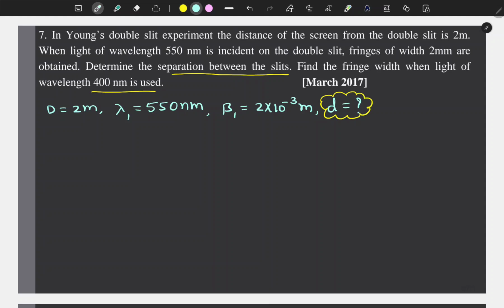The sub question is, find the fringe width when the light of wavelength 400 nanometer is used. So if we consider 400 nanometer wavelength, that is lambda 2 is equal to 400, nano means 10 to the power minus 9 meter. So what will be the fringe width? I'll consider this as case 1. This is case 2.